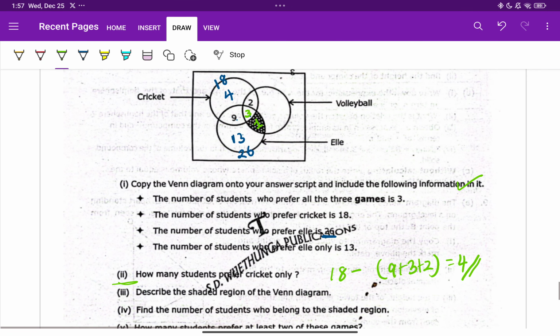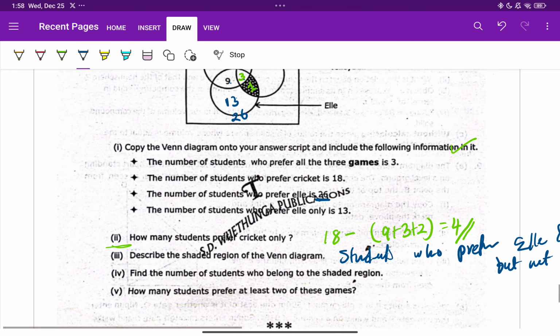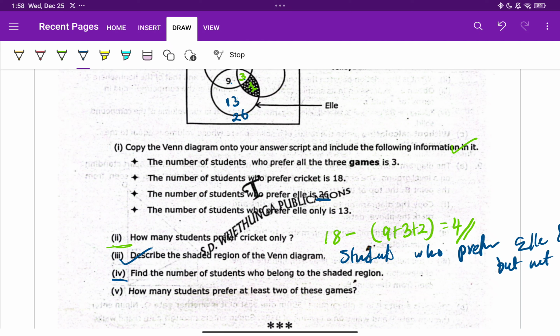Describe the shaded region in the Venn diagram. We described that. That is students who prefer LA and volleyball but not cricket. Right? Okay. That's done. And then Roman number 4, find the number of students who belong to the shaded region. So that is 1. So how did we do it? 26 minus 9 plus 3 plus 13, that would be 1.